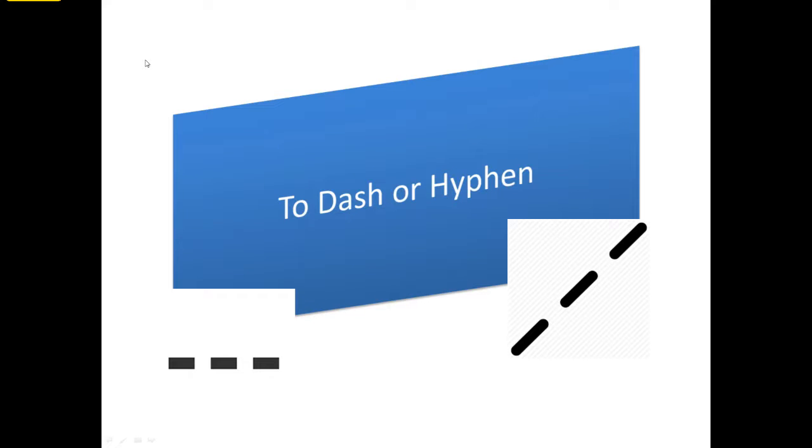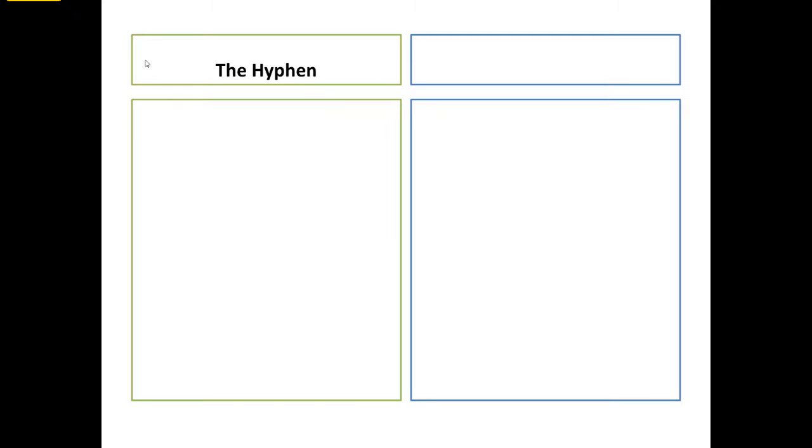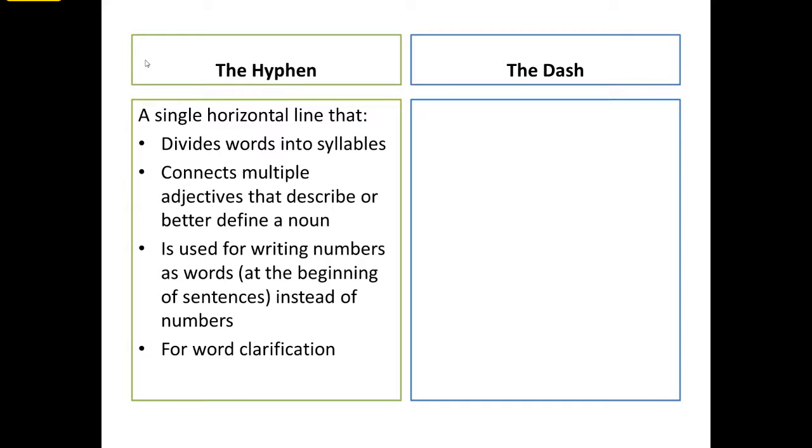To dash or hyphen. We have a hyphen and we have a dash. We know that they're both that little single horizontal line. A hyphen is used to divide words into syllables. It can connect multiple adjectives that describe or better define a noun. It can be used for writing numbers as words, and this happens when the numbers appear at the beginning of a sentence. And we also use the hyphen for word clarification.